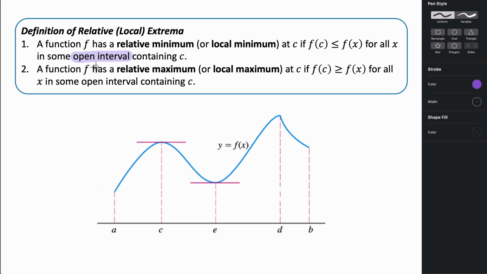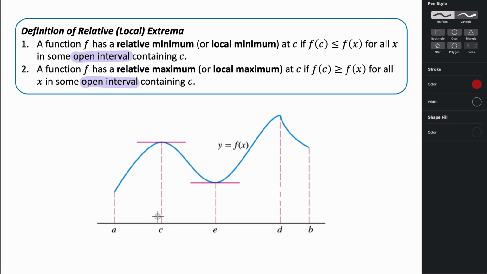A local maximum occurs if the value of our function at that point is greater than all values immediately surrounding it, so on some open interval. This little open interval basically just means that we're looking at values immediately surrounding it. Is it higher or lower than all of those points on that interval? That will determine whether we have a maximum or a minimum there.